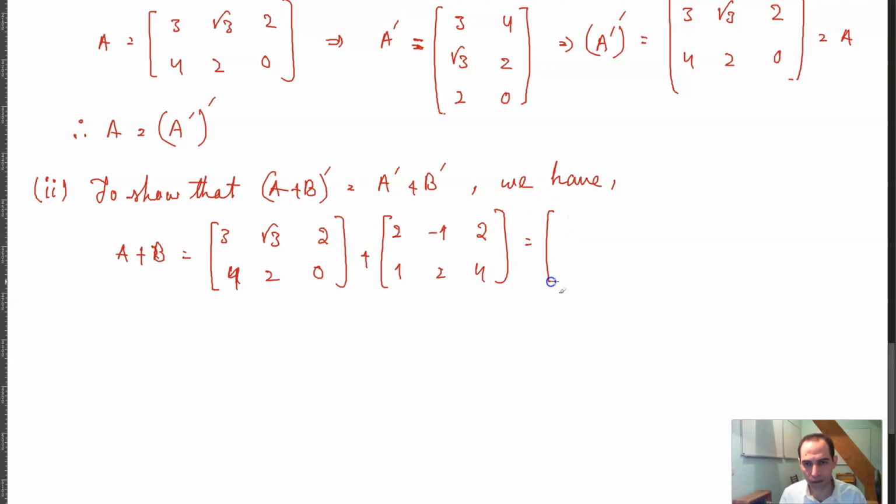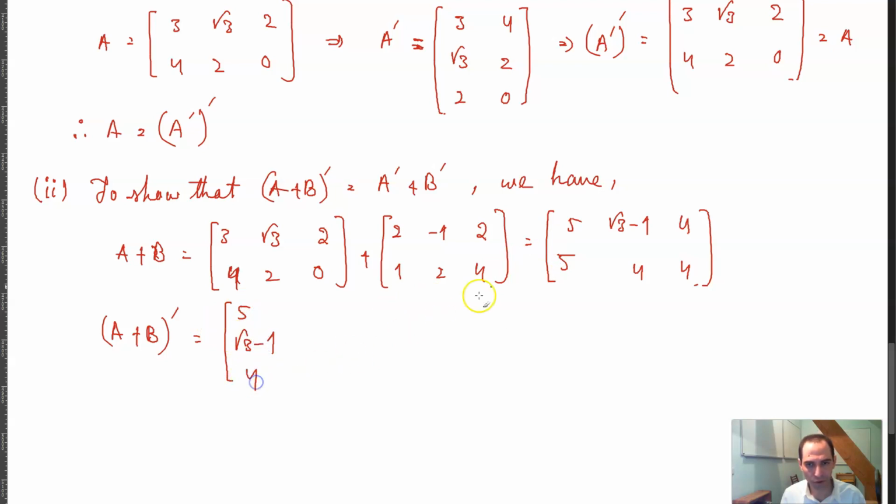And then if I add these together, I get 3 plus 2 is equal to 5, square root of 3 minus 1, 2 plus 2 is equal to 4, 4 plus 1 is equal to 5, 2 plus 2 is equal to 4, and I have a 4 over here. Now A plus B whole transpose is going to be equal to 5, square root of 3 minus 1, and 4, and 5, 4, 4. That is going to be A plus B whole transpose.